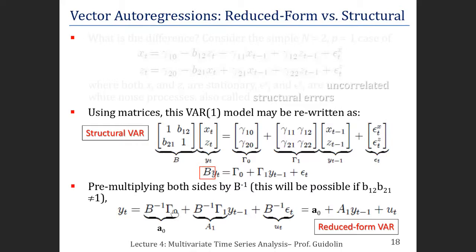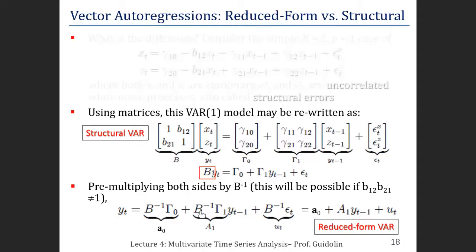So you got inverse of B times gamma 0. Now, the inverse of B is the inverse of a matrix. The inverse of a matrix is a matrix. Matrix times vector gives you a vector. And so this product, B inverse gamma 0, is a vector, and we call this vector A naught.